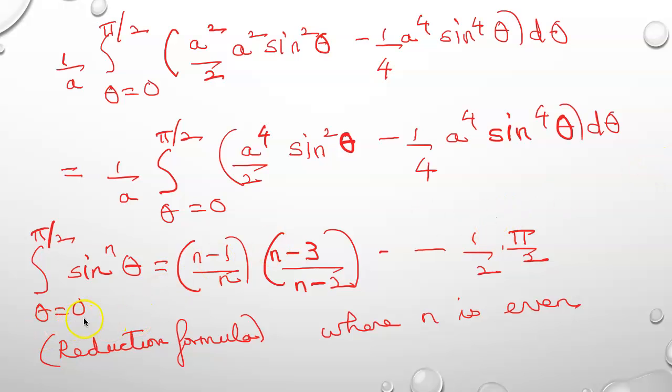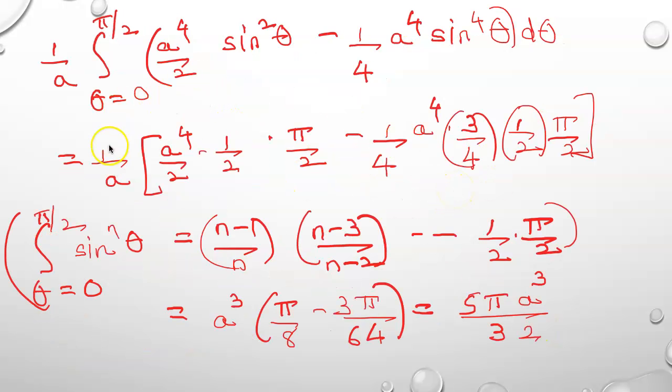Now integral theta equal to 0 to pi by 2 sine raised to n theta is n minus 1 by n into n minus 3 by n minus 2 up to half into pi by 2. This is a reduction formula. This applies where n is even. N is even in both cases.